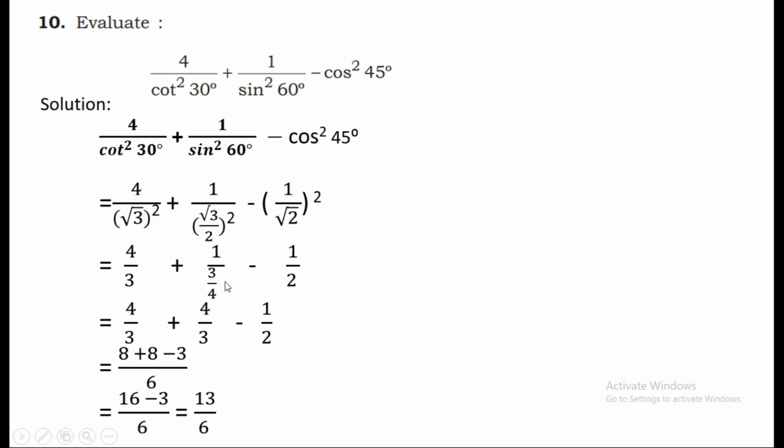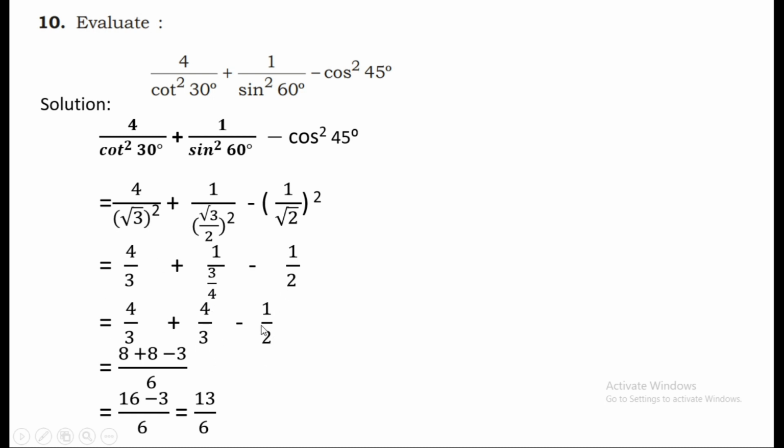See very carefully. This 3 by 4 is in the denominator, and this means divided by. So this is very simple. When you convert this into a multiplication sign, what happens? This 4 goes to the numerator. So 4 ones are 4. Then the 3 is in the denominator. Minus 1 by 2. Then what do we do?